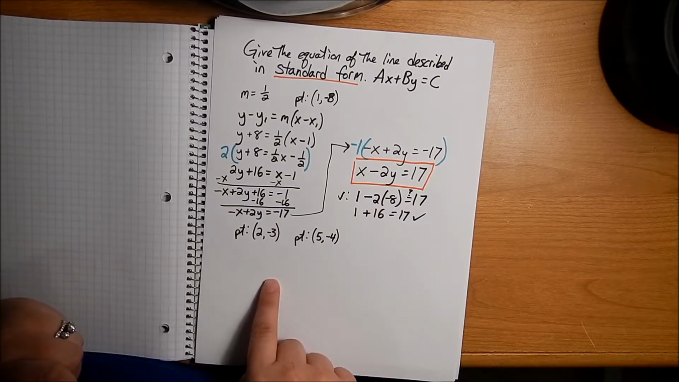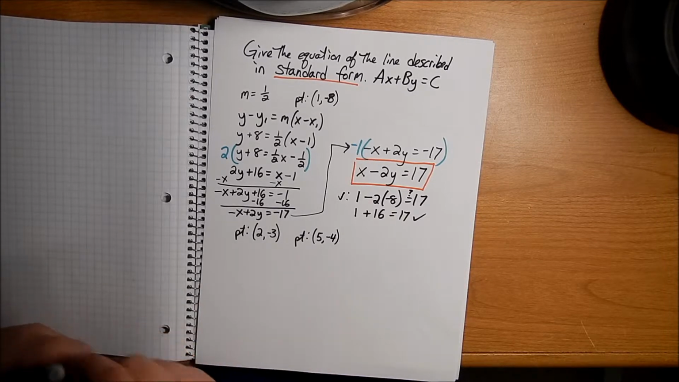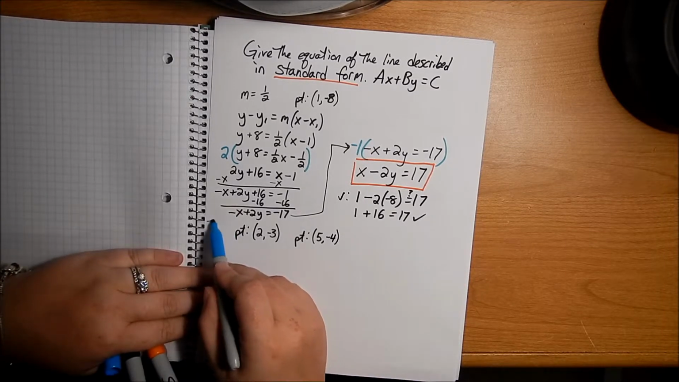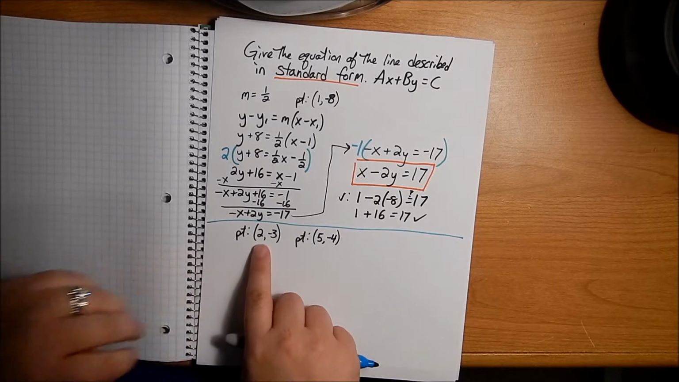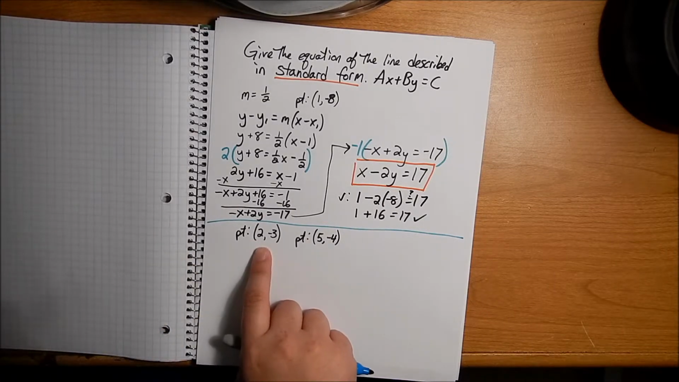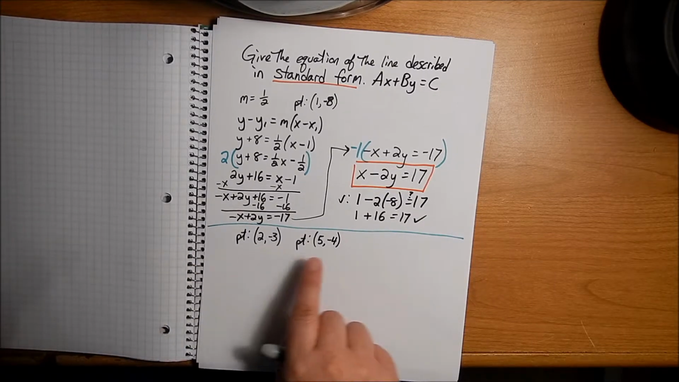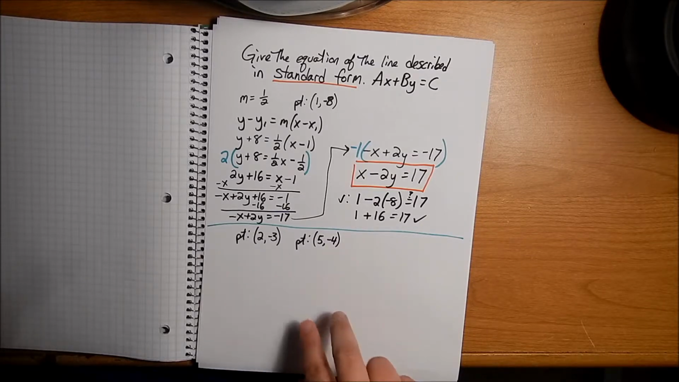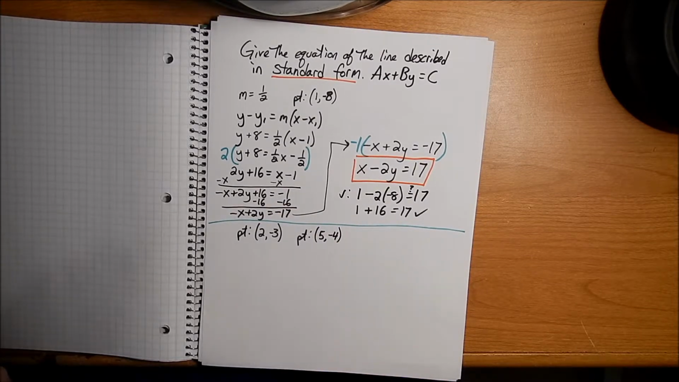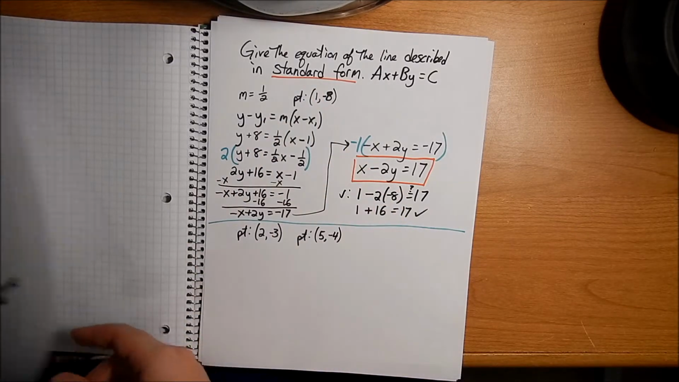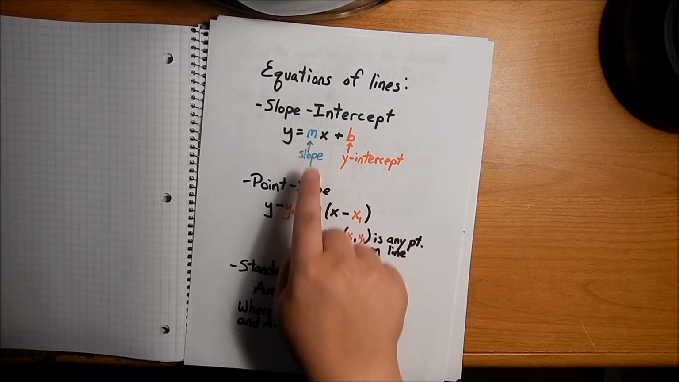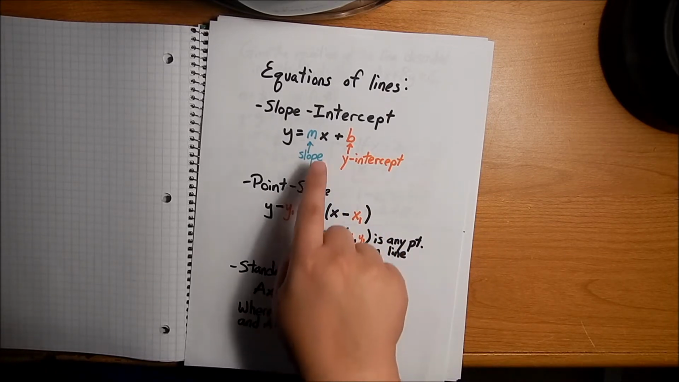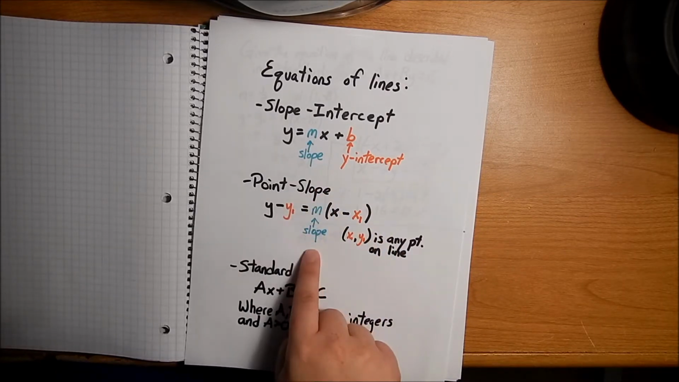Okay, down here, same idea. Let me draw a line here so we don't get confused. So here's a new problem. I have one point at 2, -3, and another point at 5, negative 4. So what do I do this time? Remember, I want to end up in standard form. But who am I going to start with now? I have 2 points. This needs a slope and a y-intercept, and this needs a point and a slope.